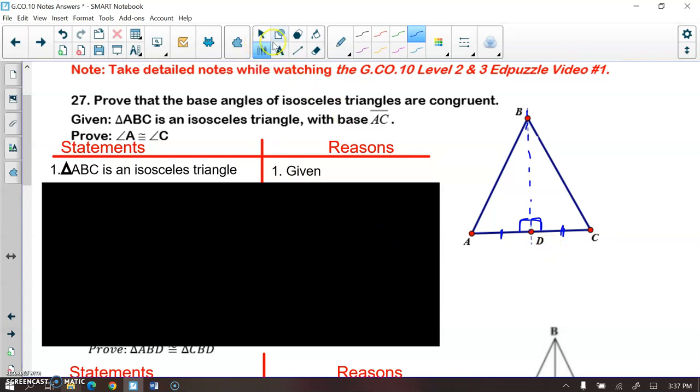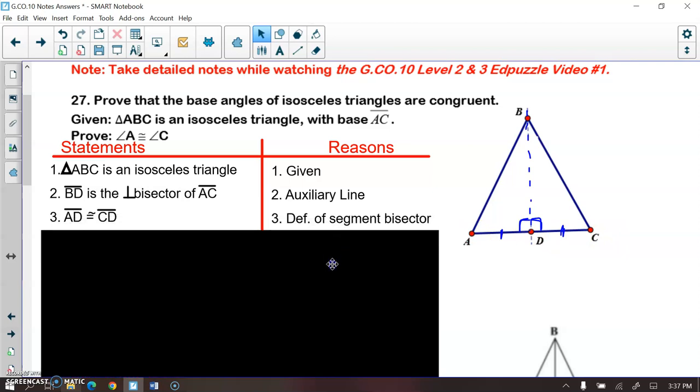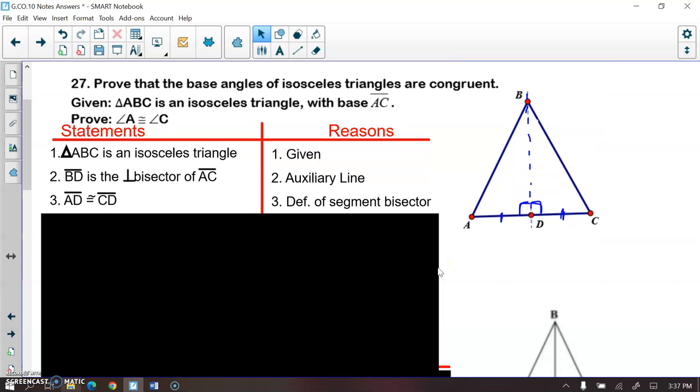So knowing that we did that, we need to state that in our proof. BD is the perpendicular bisector of AC, and our reasoning is we created that auxiliary line. Now, since we know that BD is the bisector of AC, then I know that AD and DC are congruent by the definition of a segment bisector. Another thing that I can see right away with these two triangles is that BD is congruent to itself by the reflexive property.